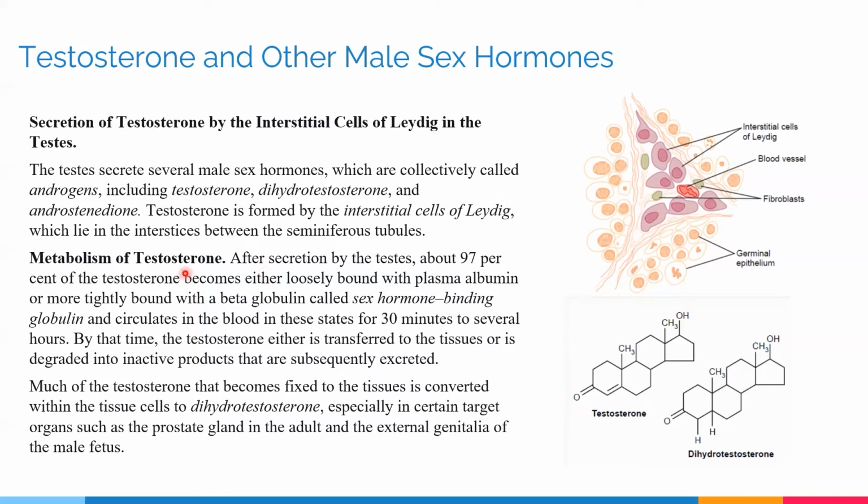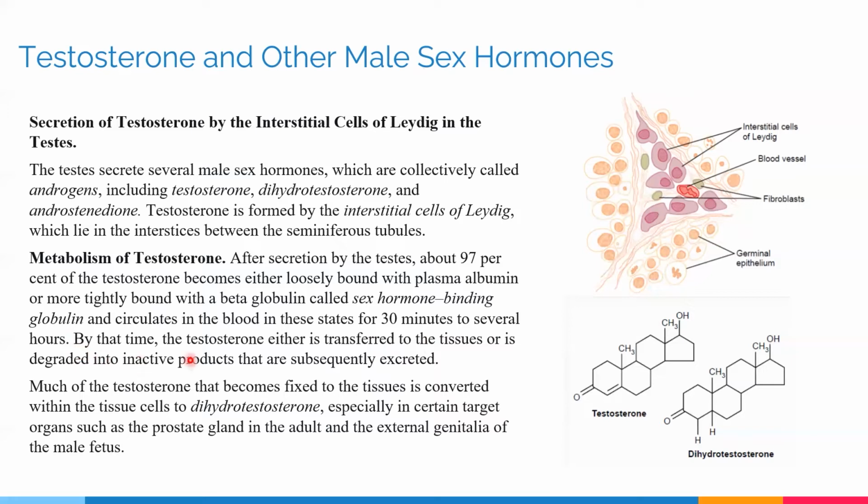Next, let us look into the metabolism of testosterone. After secretion by the testis, about 97% of testosterone becomes either loosely bound with the plasma albumin or more tightly bound with the beta globulin or sex hormone binding globulin and circulates in the blood in these states for 30 minutes to several hours.